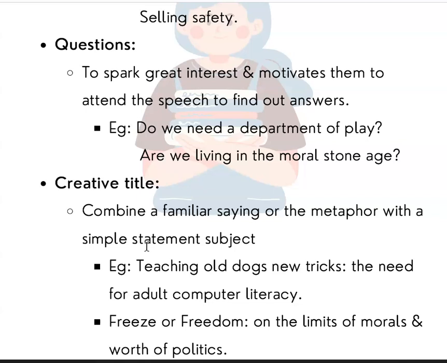So these are three ways of coming up with a creative title to get your audience's attention, because the first thing your audience sees is the title, and the title is what makes your audience attend your presentation. So the title should also be attractive.